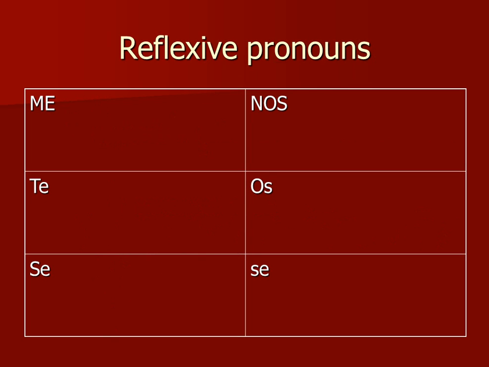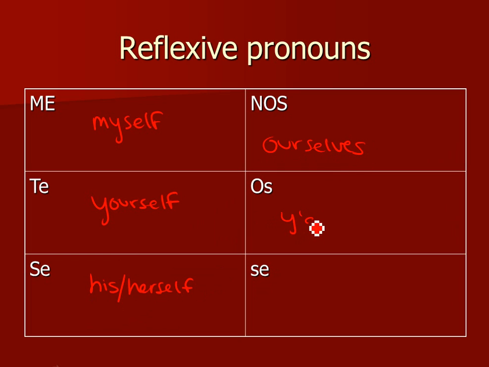So here are reflexive pronouns. Me is for me. So if I said me lavo, I wash myself. So if you want to put yourself here, myself. Te is yourself. Se is his or herself, or yourself formal. Nos is ourselves. Os is y'all's self, which really isn't a word, but we'll go with it. And se is themselves.